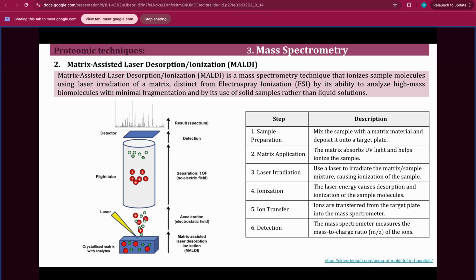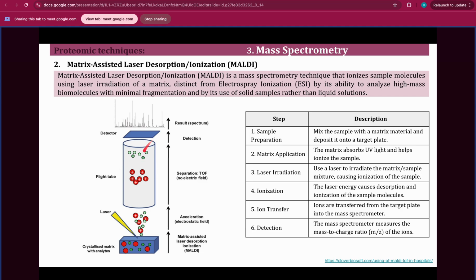Similarly for MALDI I have given a stepwise procedure as well as a figure which explains that there is a matrix to which our sample is attached. We pass a laser light which will convert it into smaller ions, and those ions will further flow through the flight tube. So in mass spectrometry this is the ionization stage, then it will pass through the mass analyzer where my ions will be separated on the basis of their mass to charge. In this case a time of flight mass analyzer is used. In most cases, MALDI ionization is followed by the time of flight mass analyzer.